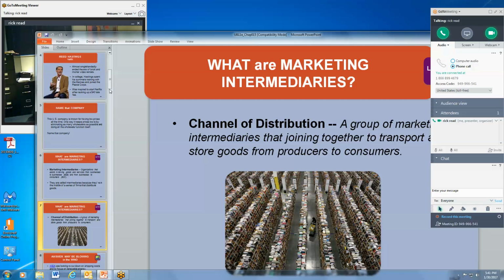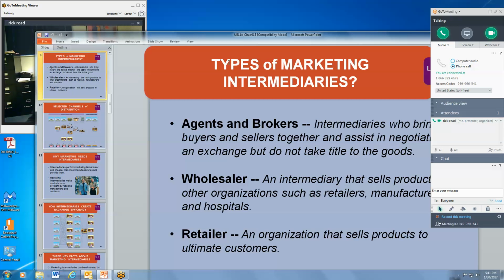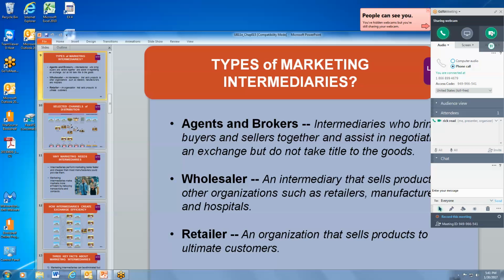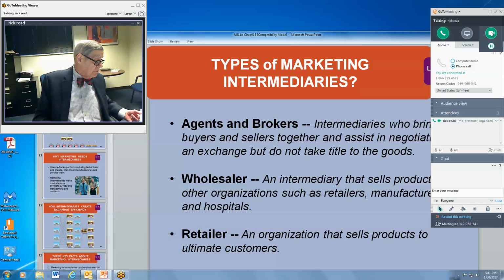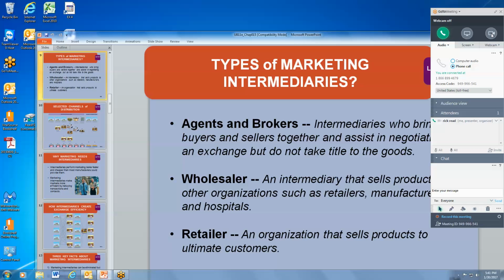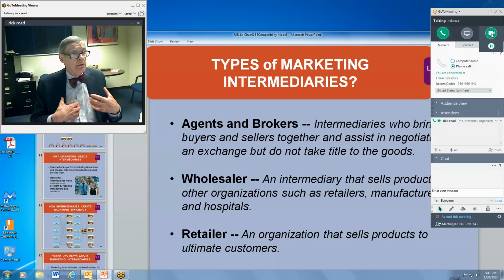We're going to move here to what I consider to be an interesting slide in just a second. So there are different types of marketing intermediaries. We have agents and brokers, we have wholesalers, and then we have the retailer. Agents and brokers bring the buyer and seller together, and they will assist in doing such things as negotiating the price, et cetera, but they don't take title to the goods. In other words, they don't have goods here. I don't own the goods. I don't have them. They're someplace else. We're going to get them to you.